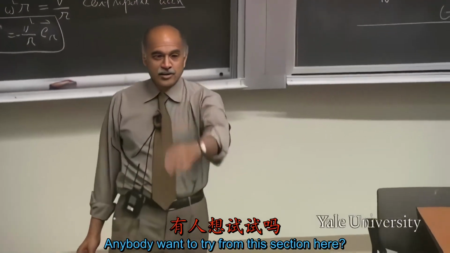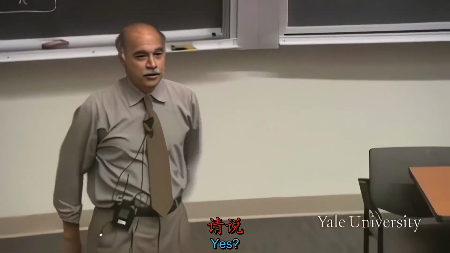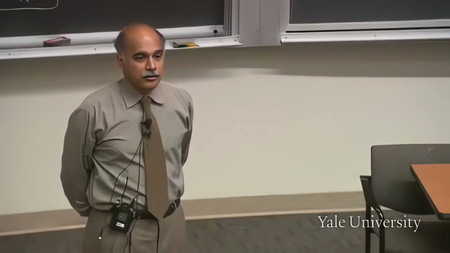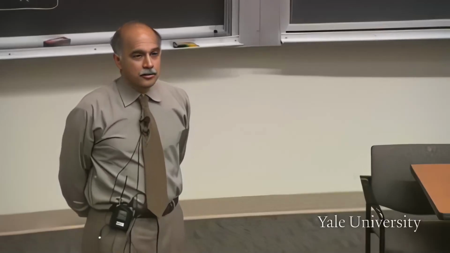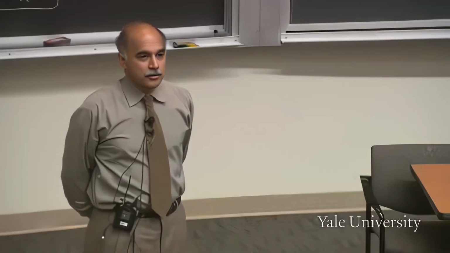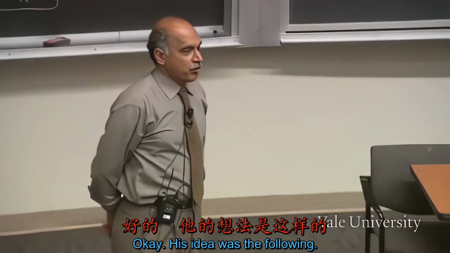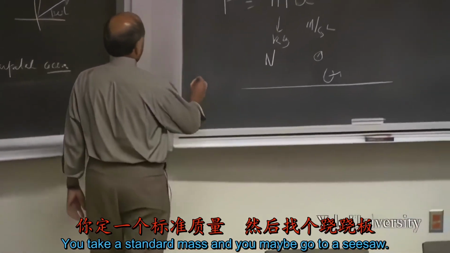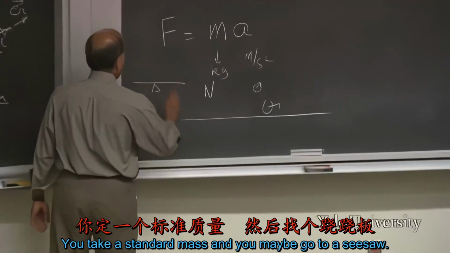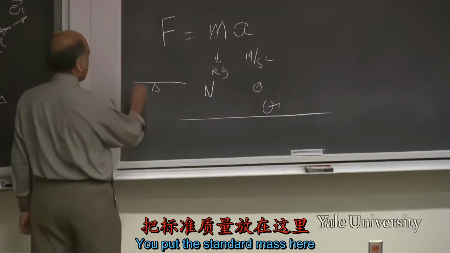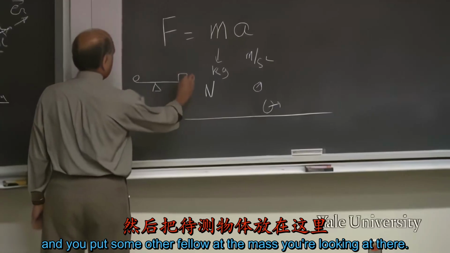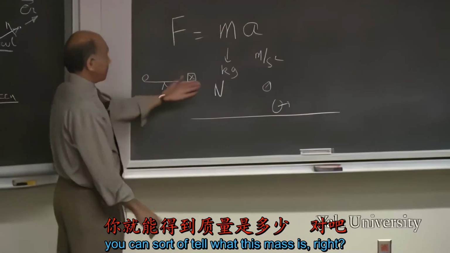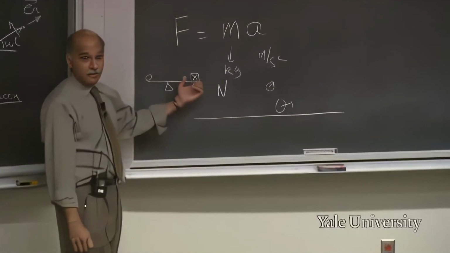Anybody want to try from this section here? Yes? You could use some sort of a standard unit of mass and then a balance to measure the mass of something else, like put it at a certain distance from the fulcrum on the scale and figure out the relative mass. Okay. His idea was following. You take a standard mass and you maybe go to a seesaw, right? You put the standard mass here and you put some other fellow, the mass you're looking at there, and you adjust the lengths, and when it balances, you can sort of tell what this mass is, right?